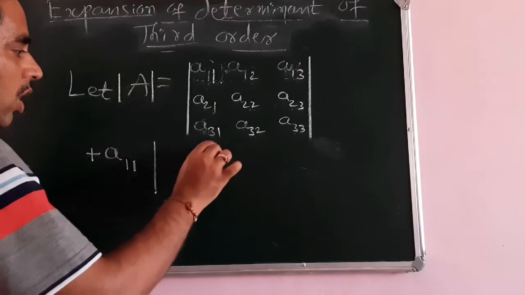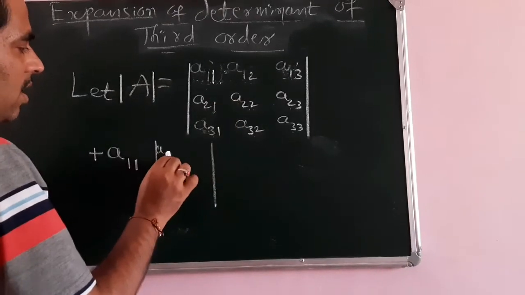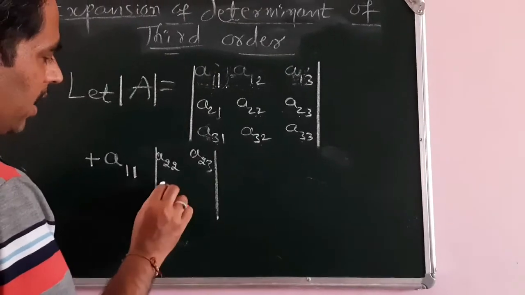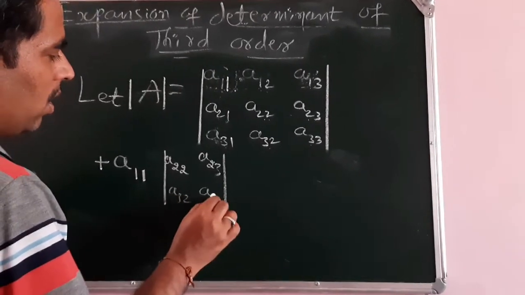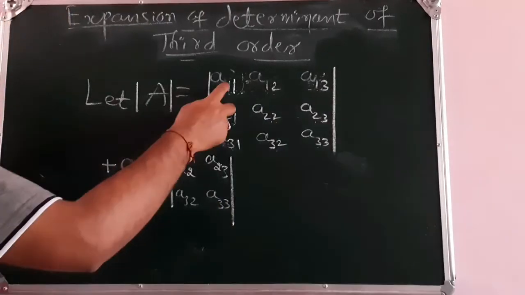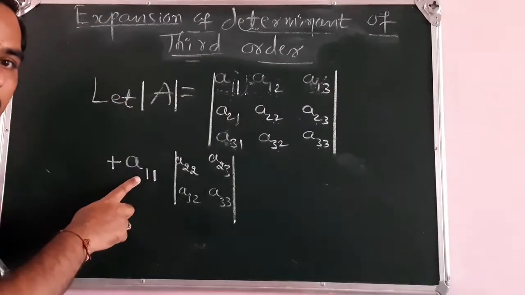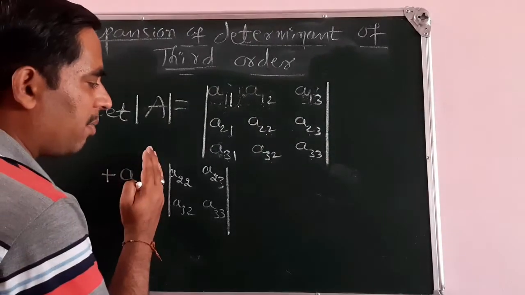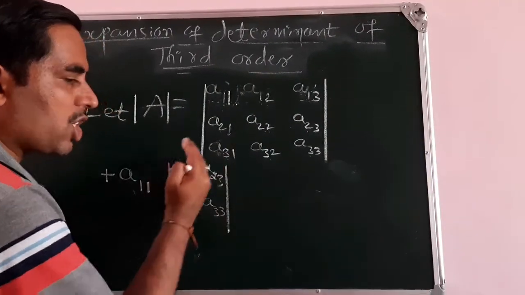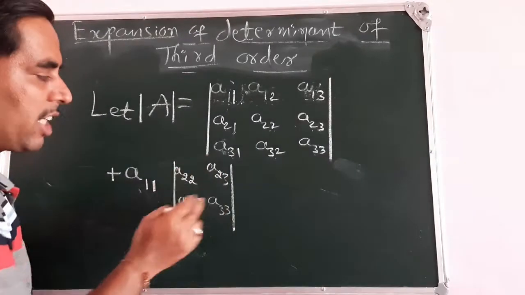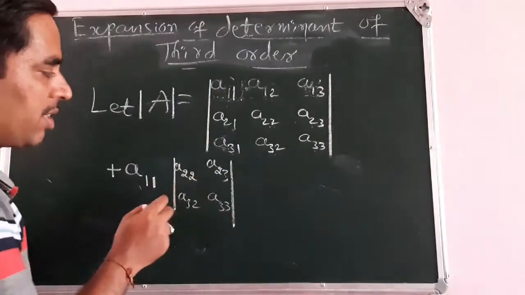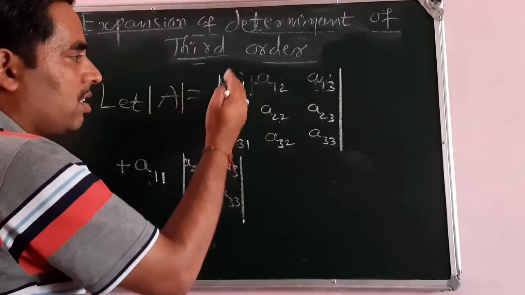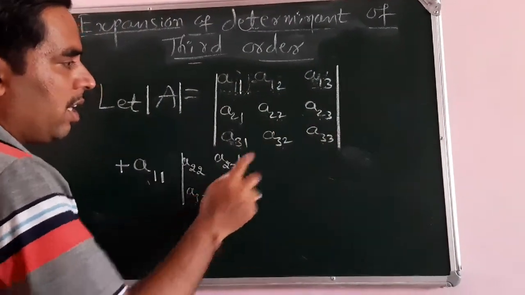I get this 2 cross 2 determinant: A22, A23, then A32, A33. So A11, the first element of the first row, is multiplied by another determinant. It is 2 cross 2. We know a 2 cross 2 determinant can be expanded by taking the product of the diagonal elements. You leave the column and the row where this element lies. I have written A22, A23, then A32, A33.